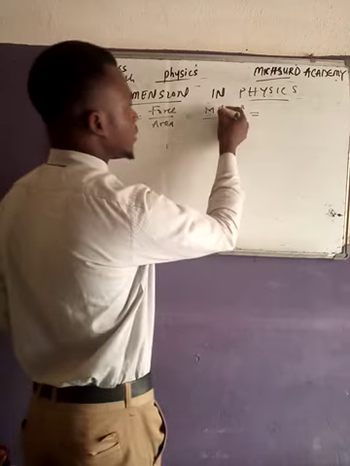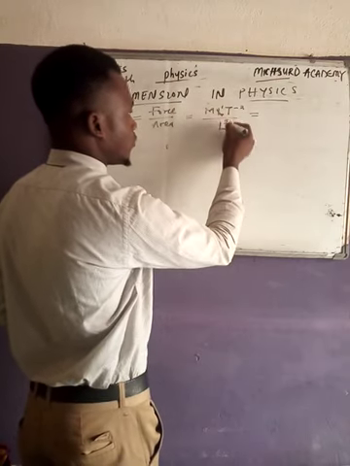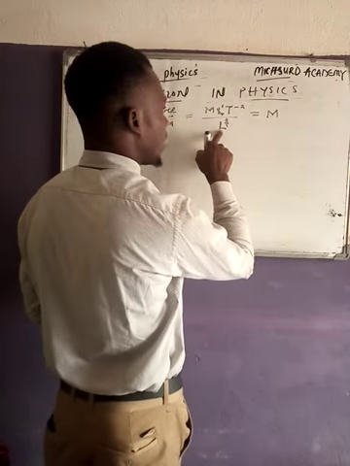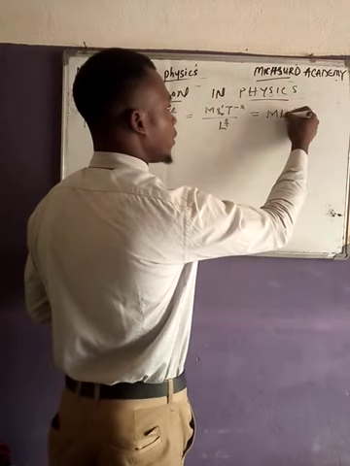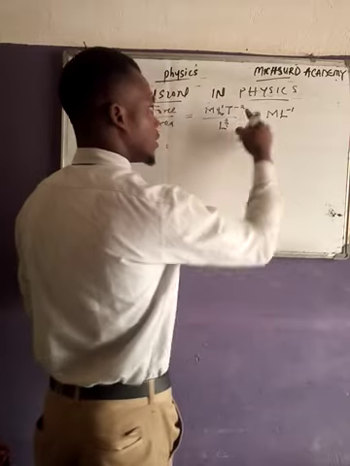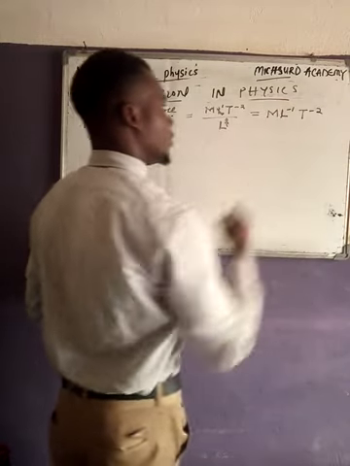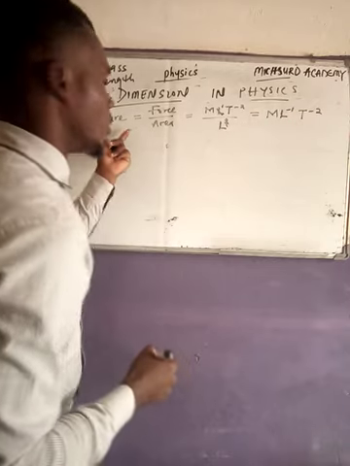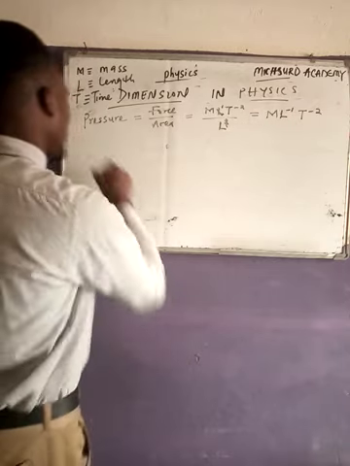So that this can cancel one of these, so that what I will have is M, then my L will come up so that it becomes L raised to power minus 1. Then I have my T minus what? 2. So this becomes the dimension for pressure. All right, let's do another one.